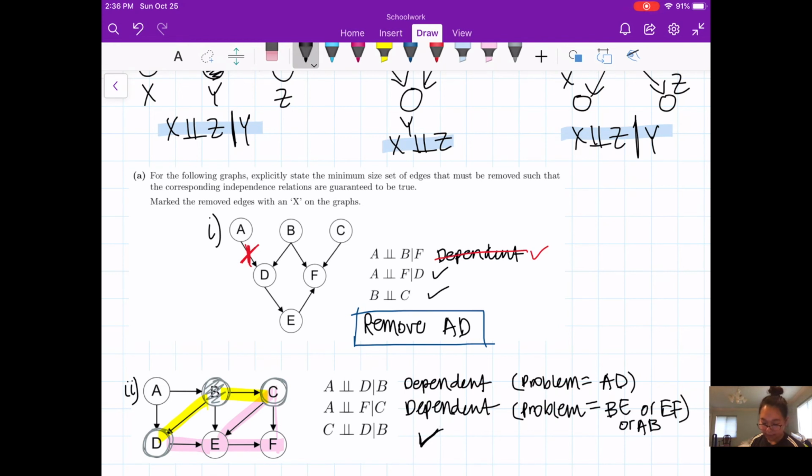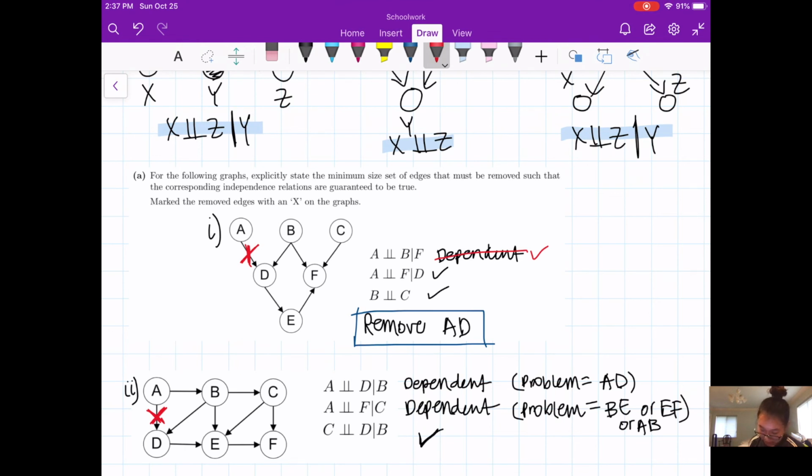And yeah, cool. So it seems like we got to eliminate some of these problems in order to make them independent. So for the first one, it seemed like our main problem was with A given D. So I'm just going to go ahead and remove that. And then for the second one, we can remove any of these and they don't seem to really affect the other independence relationship.